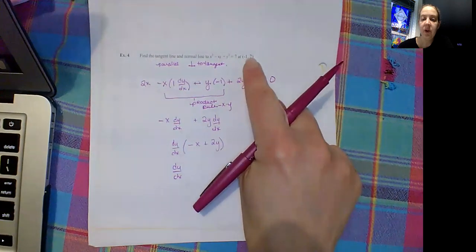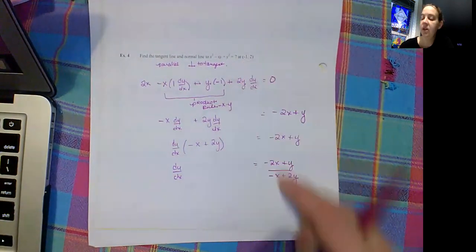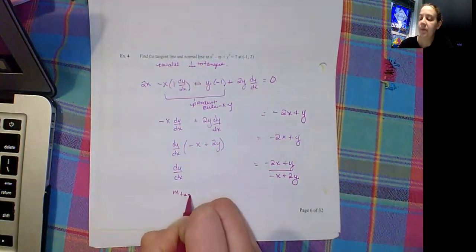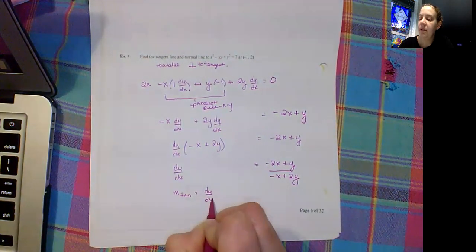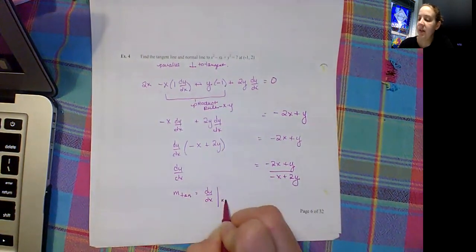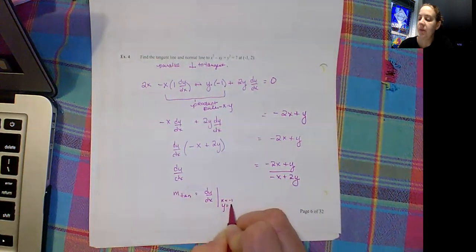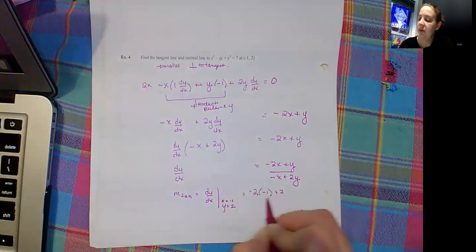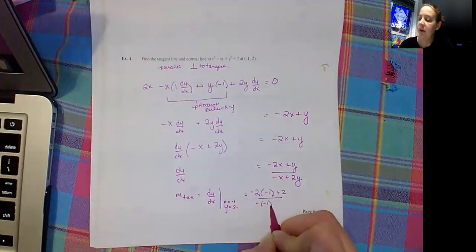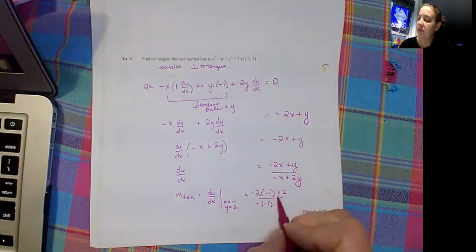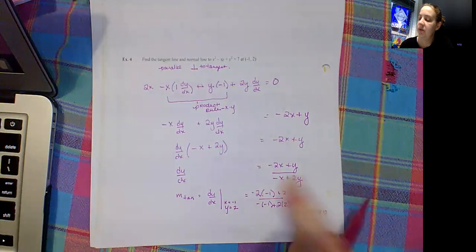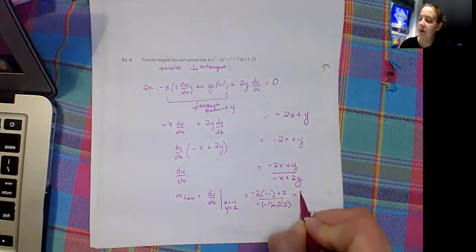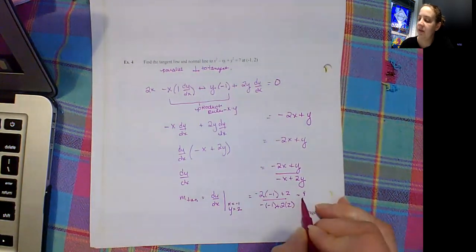So if you recall from class, we have to substitute -1 and 2 into the derivative. So the slope of the tangent line is going to be dy dx when x equals -1 and y equals 2. So this is -2 times -1 plus 2 over negative of a -1 plus 2 times 2. So in the numerator, I've got 2 plus 2, this is 4. The denominator, this is going to be a 5.